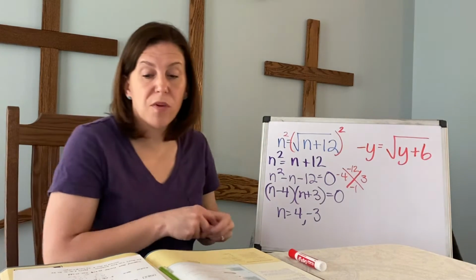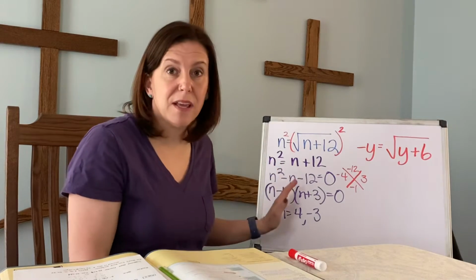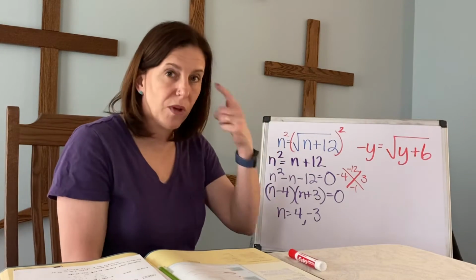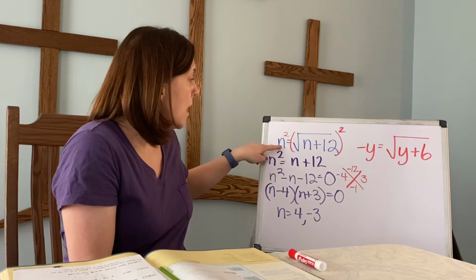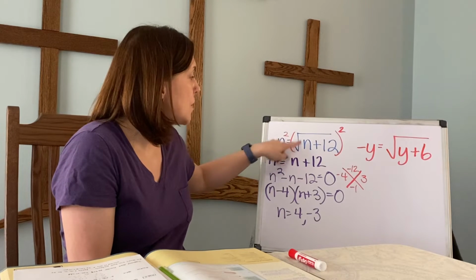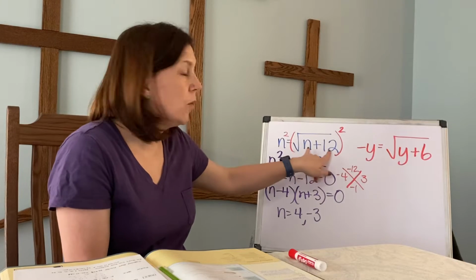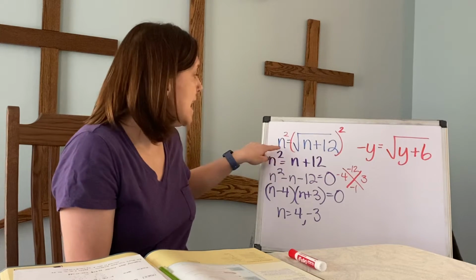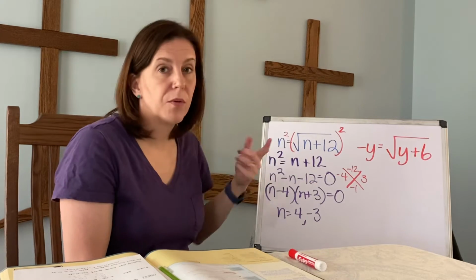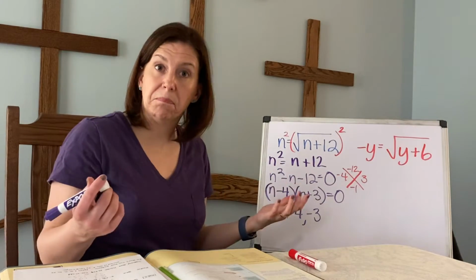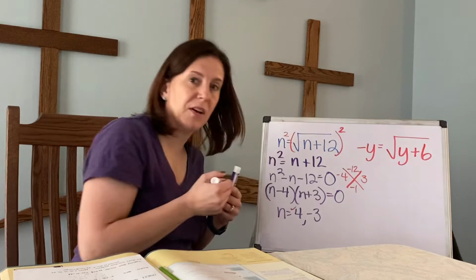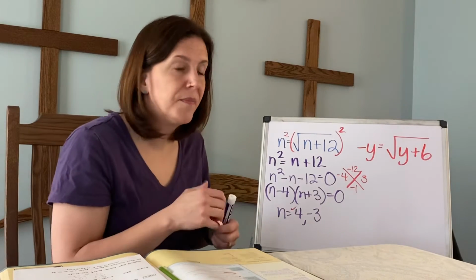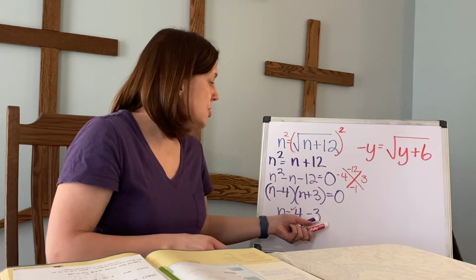Okay, so let's do that with the 4. For the sake of space, I'm just going to talk us through it and we can do it mentally. If I plug this in, 4 equals the square root of 4 plus 12. Well, 4 plus 12 is 16, and 4 equals the square root of 16. Definitely true. So I'm going to put a check mark next to that one. That one checks out.